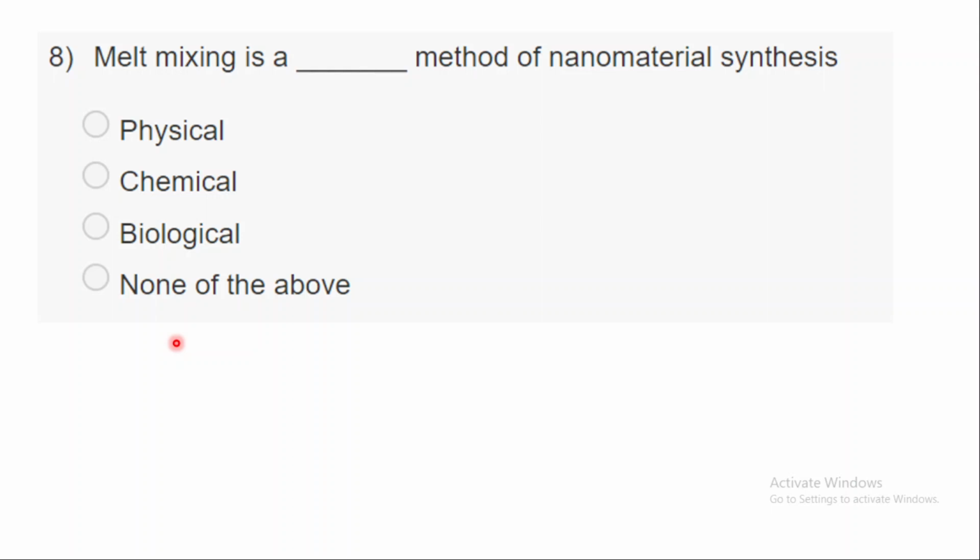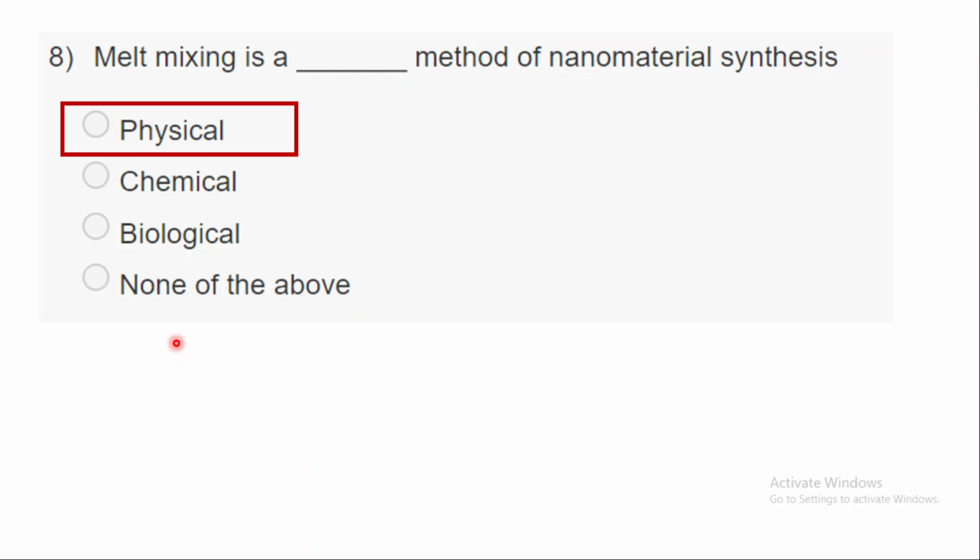So see, lots of students are answering now. It's good to see that. Physical method, not sure, either A or B. Some people are confused, so let's see what the correct answer is. The correct answer is physical method. The answer is A. So all the students who have answered A are correct. Melt mixing is a physical method of nanomaterial synthesis.